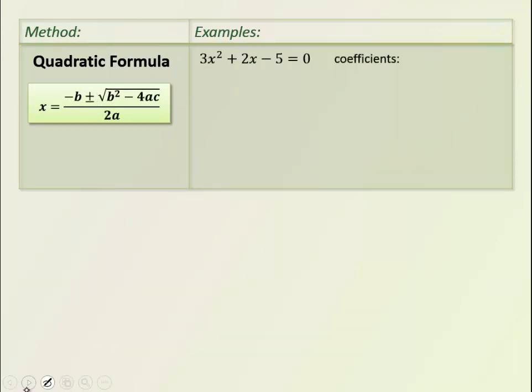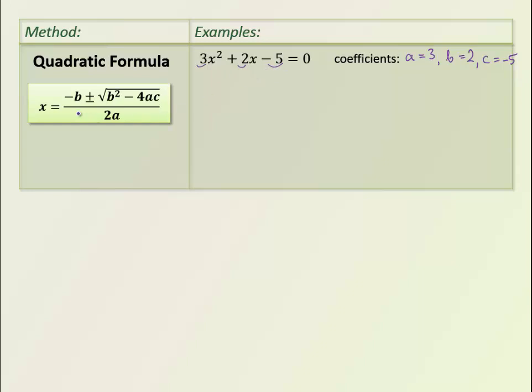The last method that we can use to solve any quadratic equation is by using the quadratic formula. This quadratic formula really comes from completing the square of the general form of a quadratic equation. So how does it work? Well, your coefficients by x squared, x, and a free number, those are your a, b, and c. So let's list. A is 3, b is 2, and c is negative 5.